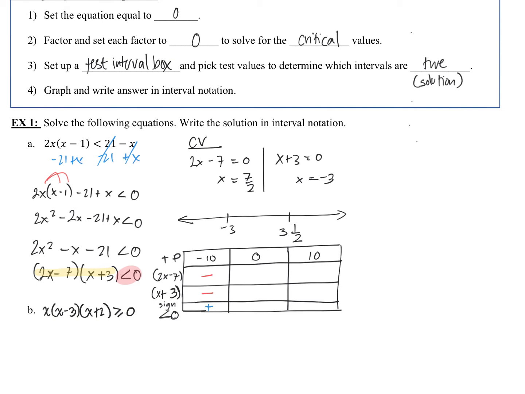Is a positive less than 0? The answer is no, it is not. The answer is going to be no. Which means that this interval is not going to be part of our solution.